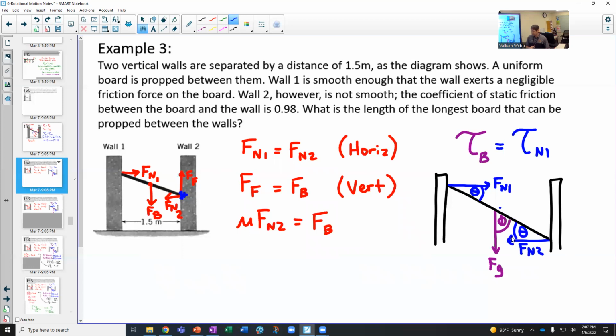Don't they subtract to 90? Well, they would add up to 90, right? Because all three angles in the triangle have to add to 180. So since this is 90, those two have to add up to 90. Oh, I get that, yeah. See what I mean? Okay, so hopefully that helps with the geometry. Any questions on that before we move on?